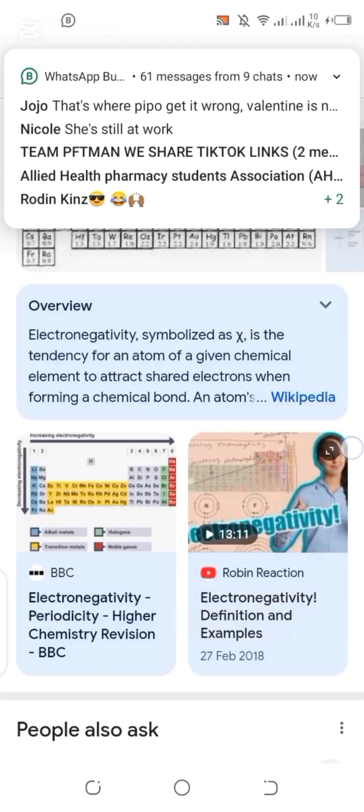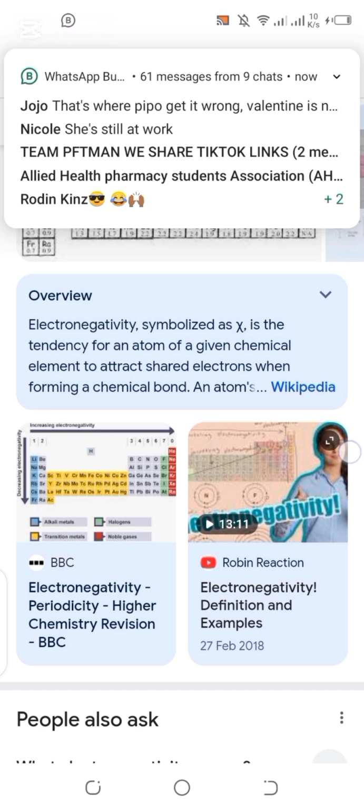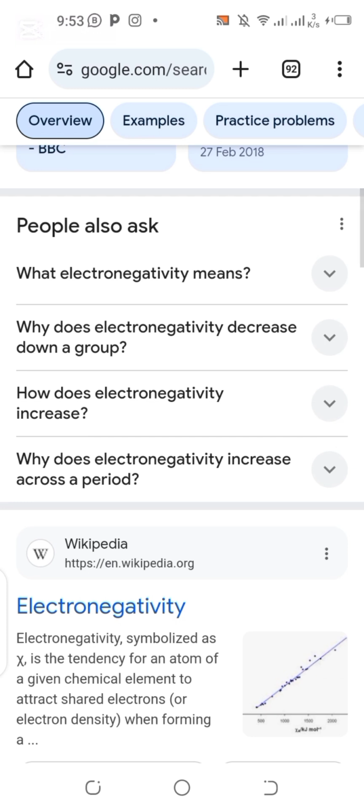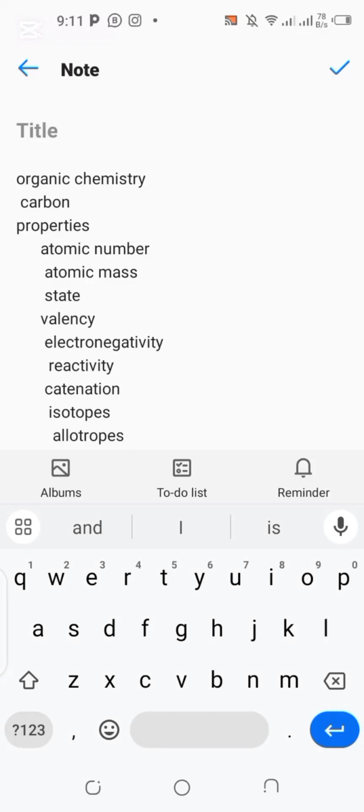Then with the reactivity, carbon reacts with the elements to form covalent bonds. Then with its catenation property, it's the ability of carbon to form long chains of compounds, in that its tendency is to form longer chains by linking to itself. Isotopes, as I was explaining, these are atoms of the same element with different mass numbers.